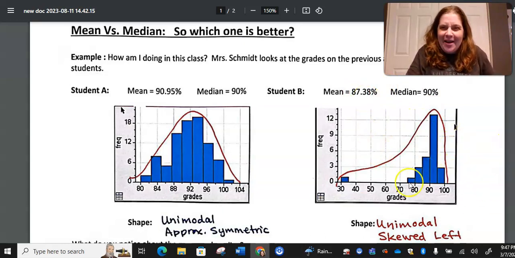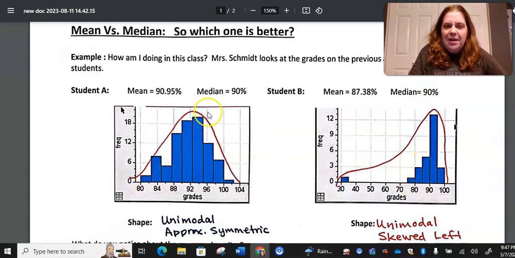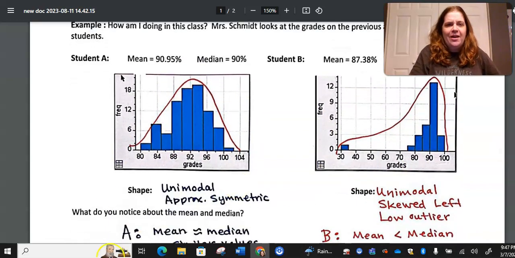So if you add them all up and divide by how many there are, you have 87. And that central value, if you lined them all up and found the exact middle, you'd have 90. Now there's an interesting thing going on with these two graphs. Student A looks basically unimodal. If you were to draw a curve over that, you would end up with one peak, and it also looks approximately symmetric. So if you folded it, it's pretty much the same on both sides. It's not exactly perfect, but it's okay.